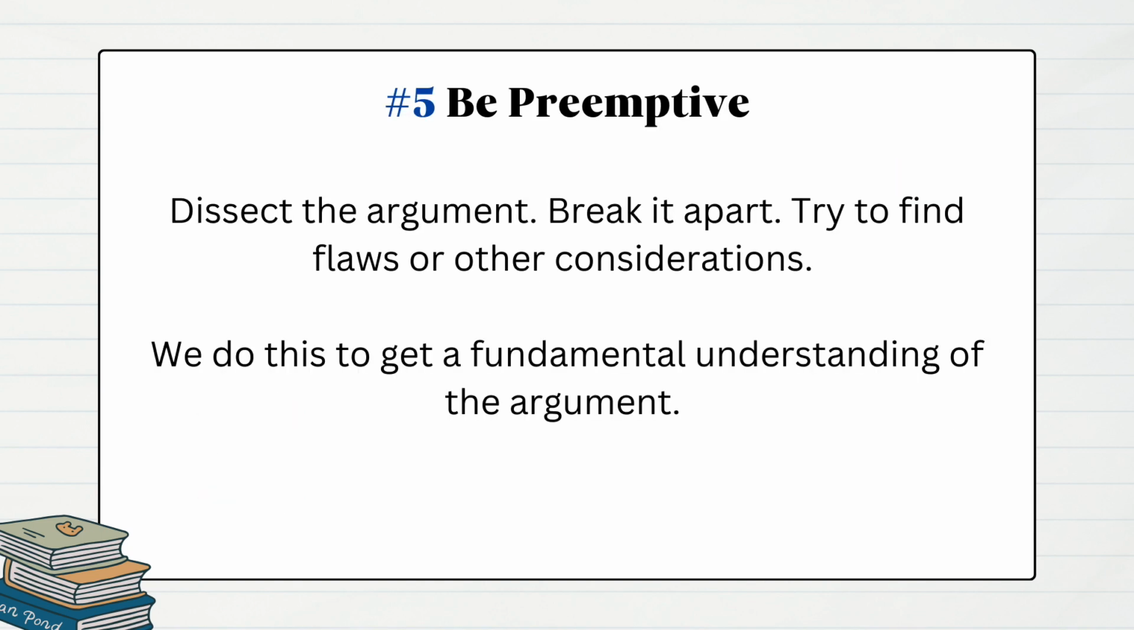So tip number 5 is be preemptive. We need to dissect the argument, break it apart, and try to find flaws or other considerations. Why do we do this? We do this to get a fundamental understanding of the argument. The opposite of this would be reading too quickly. Basically, you read the argument, find the conclusion, you're like, oh, okay, and you go straight to the answers. Because you didn't get a good understanding, once you look at these answers, it's hard to determine which one's correct. So definitely do not do that.